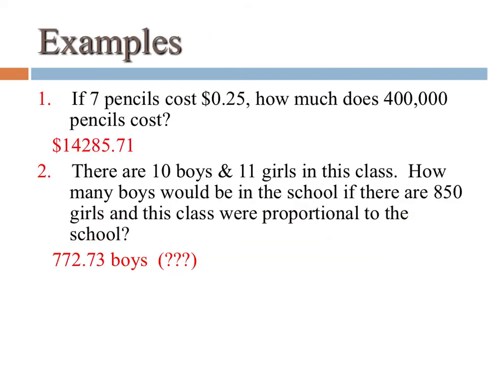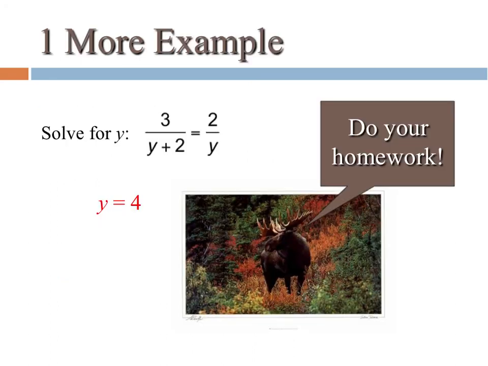Oh, spoiler alert. So these examples, actually, we already did them on the other page. And yeah, so notice how the answer here, you get 772.73 boys. You can't have a part of a person. Everybody is a full person. And so you would have had to round that number up to 773 boys.